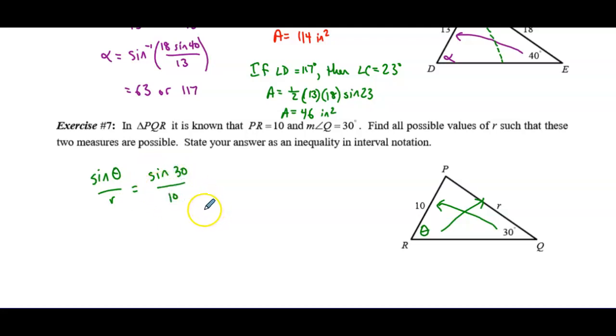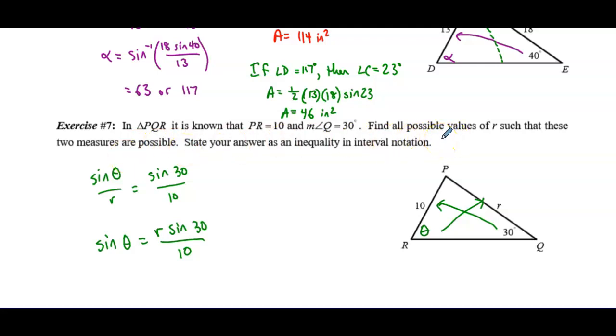Now this wanted us to think in terms of possibilities for R. So if I were to think about this as sine theta, let's just quickly multiply both sides by R here and get sine theta by itself. So sine theta would equal R sine 30 divided by 10, right? It's this diagonal divided by 10. So such that these two measures are possible.